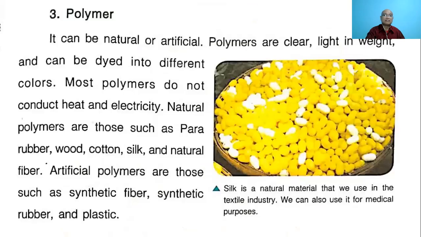and other things. What about polymer? Look at the picture. Silk is a natural material that we use in the textile industry. We can also use it for medical purposes. So what about polymer? It can be natural or artificial. Artificial means it's made, it's not natural.